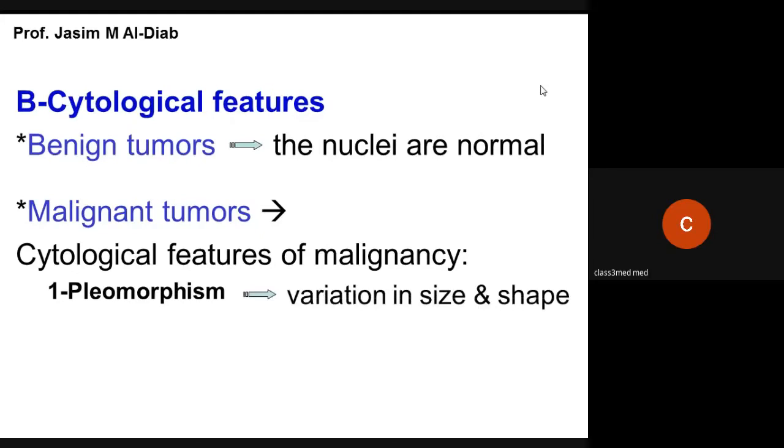Shape and size of the nuclei. Some of the nuclei are oval, others are polygonal cells, other cells are spindle elongated cells. This is within the same tumor. Variation in size, some of them are small, and some of the tumor cells are large, some of them are bizarre and multinucleated, have multiple nuclei. So this variation or difference in the size and shape of the cells within the tumor is called pleomorphism.